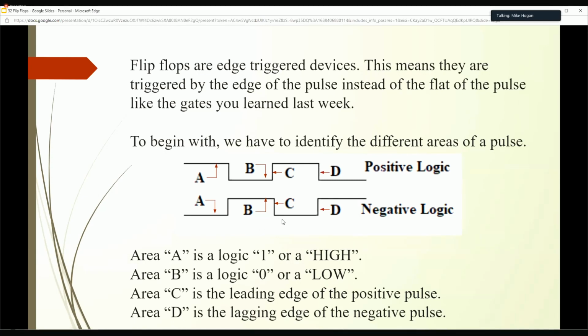Now, right now, all I want you to really see, because some of this is going to make more sense once we get a couple more slides in, is dealing with positive logic. High is 1, the most positive voltage. The least positive voltage is going to be my 0. And then I have a leading edge and I have a lagging edge.